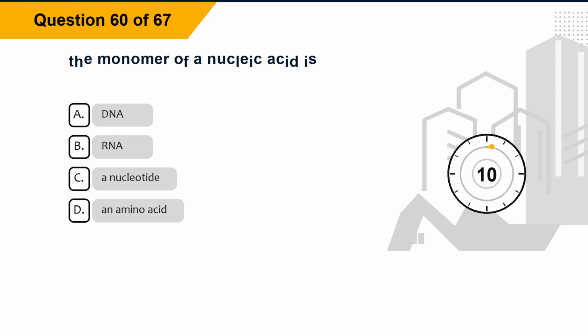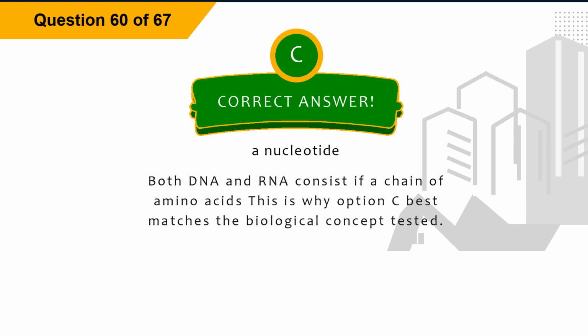Question 60. The monomer of a nucleic acid is option A, DNA. Option B, RNA. Option C, a nucleotide. Option D, an amino acid. The correct answer is option C, a nucleotide.